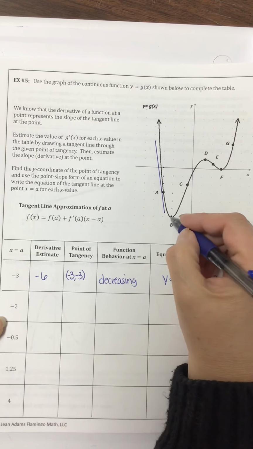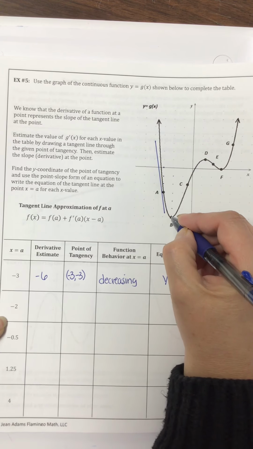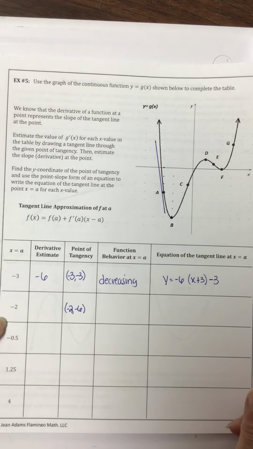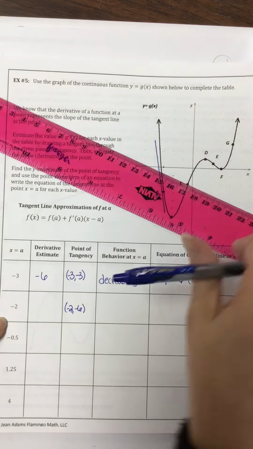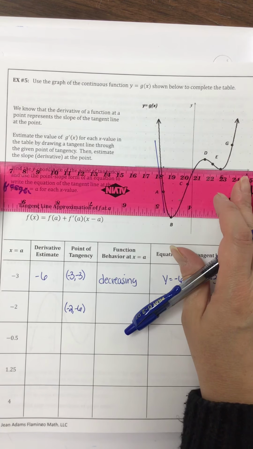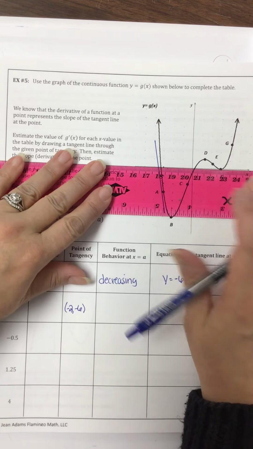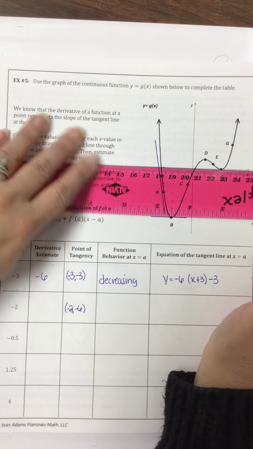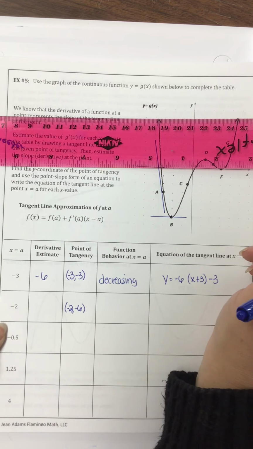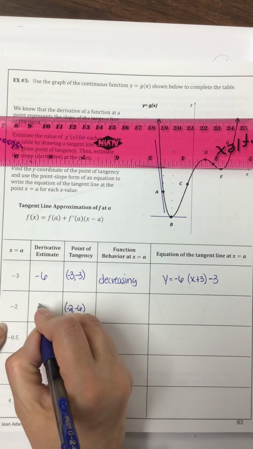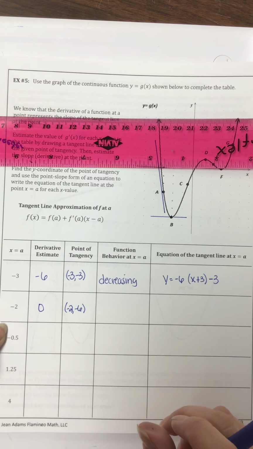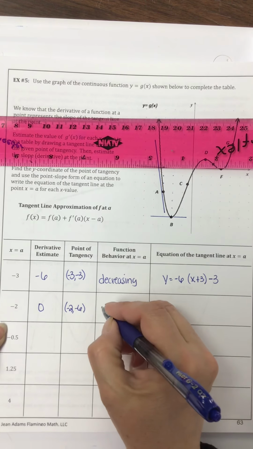All right, when x is -2, we're talking about point B. -2, 1, 2, 3, 4, 5, 6. That would be our point of tangency, yes? Yeah. So that would be -2, -6. Now, that's a curve and a minimum, isn't it? Yeah? And so we know our tangent line would be a horizontal line. Do you agree with that? Good. And so what's the slope of a horizontal line? 0. And what's the behavior? Is it increasing or decreasing? No. No, it's constant, isn't it? Yeah.